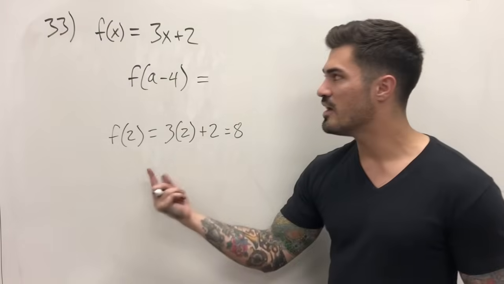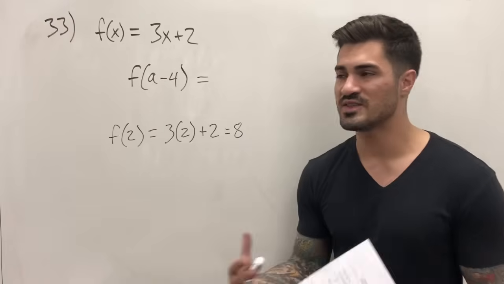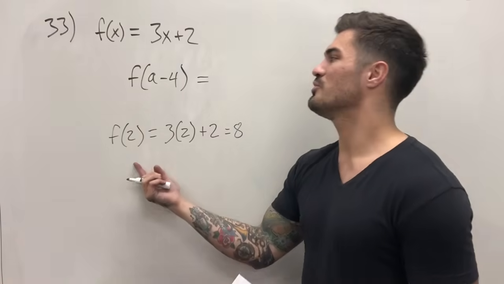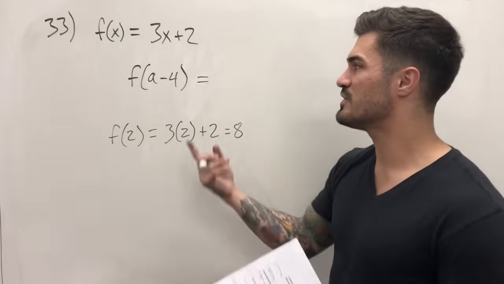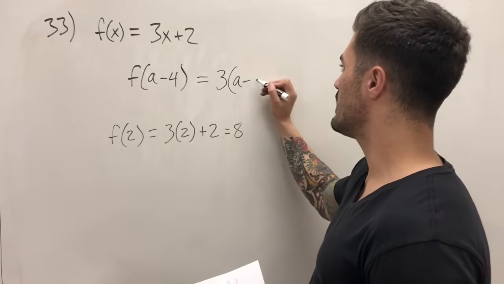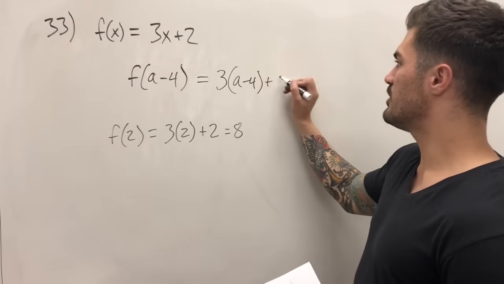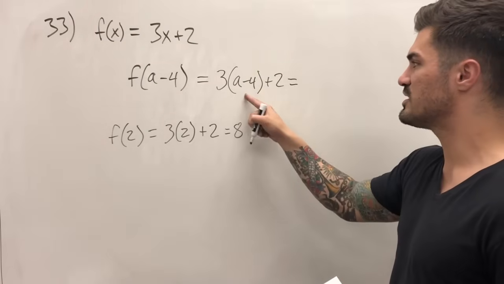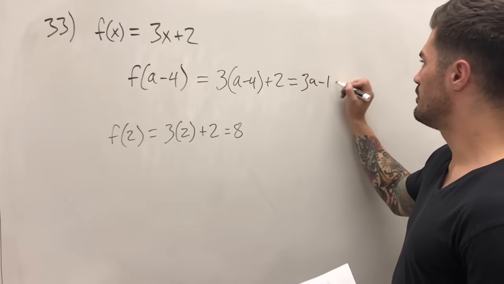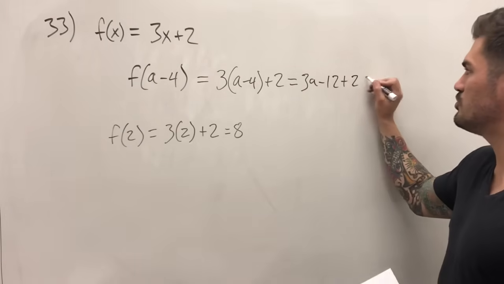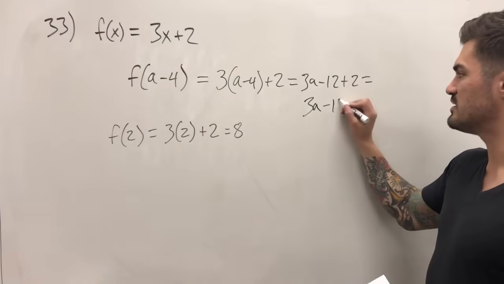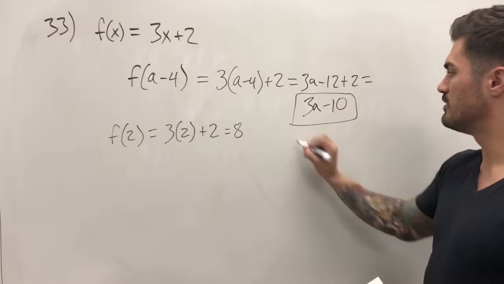So we know how to do that, and finding f of a minus 4 is the same thing. Instead of a number, we will just plug in this expression, but that's fine, we can still do it. So this is 3 times a minus 4 plus 2. This comes out to be 3 times a minus 12 plus 2, which comes out to be 3 times a minus 10, and that's that.